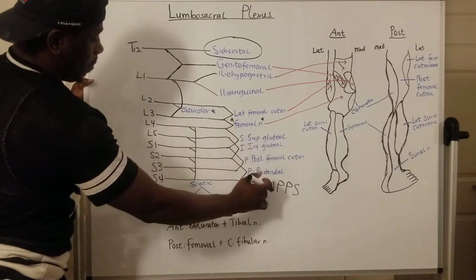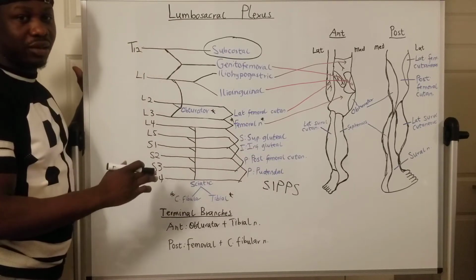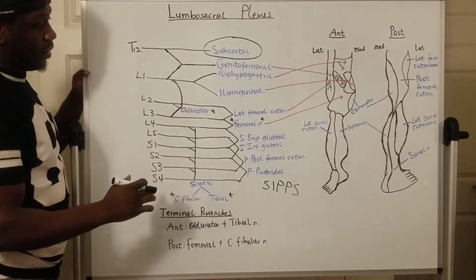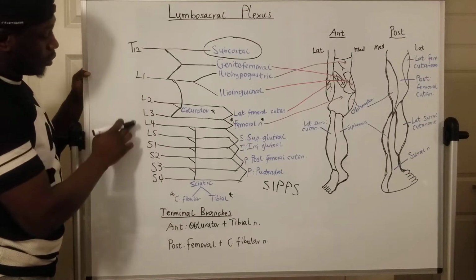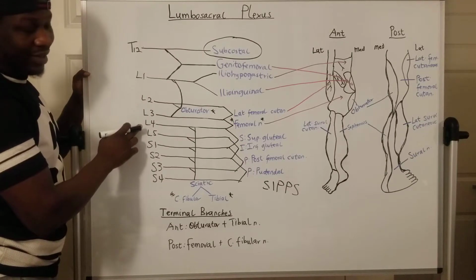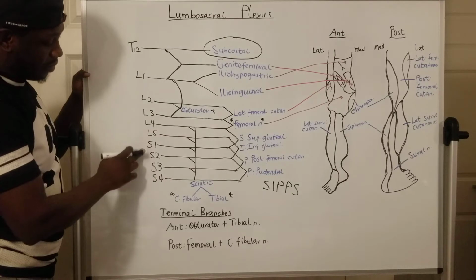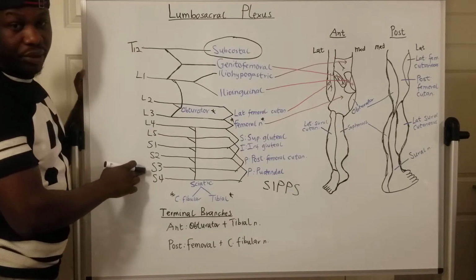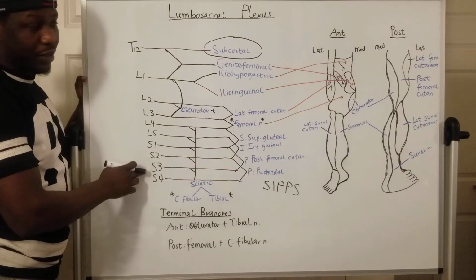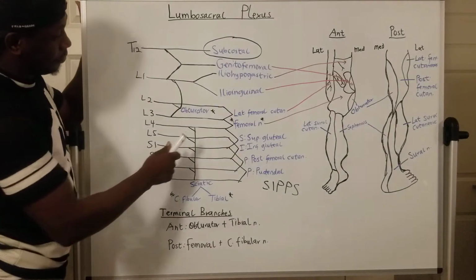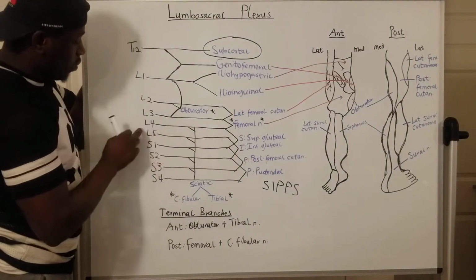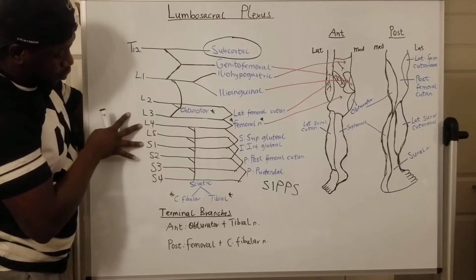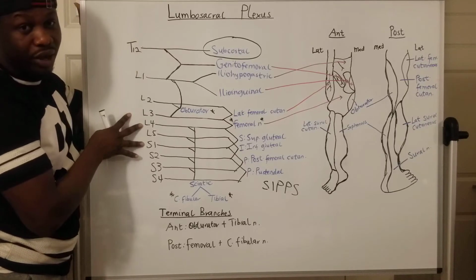From here, we have the sacral plexus. So the lumbar plexus goes from L1 to L4, and then the sacral plexus goes from L5 to S3. So over here we have L4 and S1, which is for the superior gluteal.